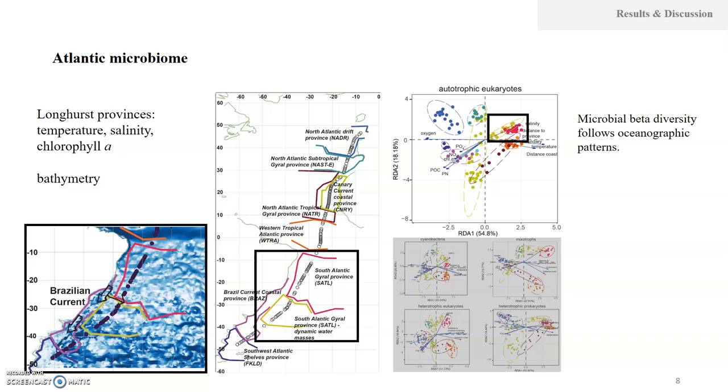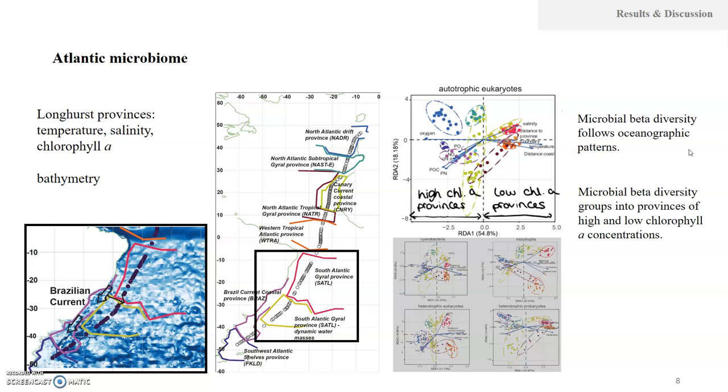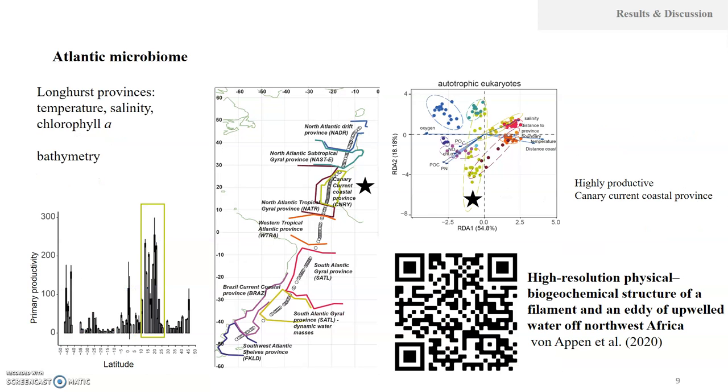This was actually also reflected in our microbial beta diversity, which followed these patterns. And on a more functional level, we found that microbial beta diversity separated into provinces with high and low chlorophyll A concentrations along the first RDA axis across all our groups. So this takes us back to Longhurst, why even though his definitions were rather coarse and only based on few parameters, it reflects microbial communities well, as it shows that productivity is on a larger scale a major structuring factor of microbial communities.